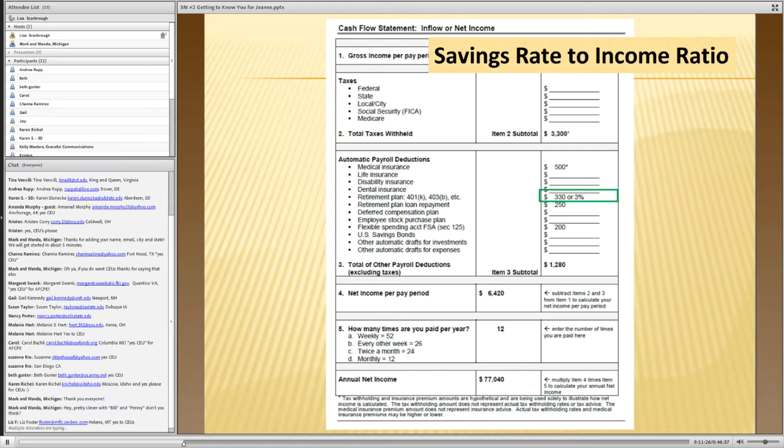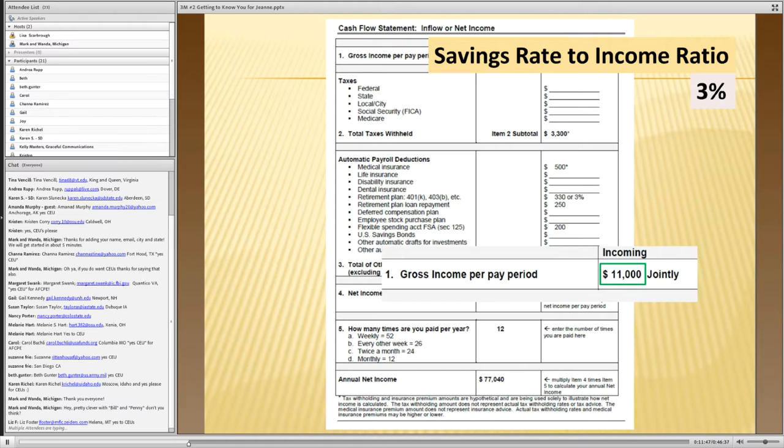Savings rate to income. Perhaps we have a problem here with Bill and Penny. They're only saving 3%. Now here's two people that are knocking down $11,000 a month between them, yet they're only putting away $330 a month. So their savings rate to income ratio is only 3%.